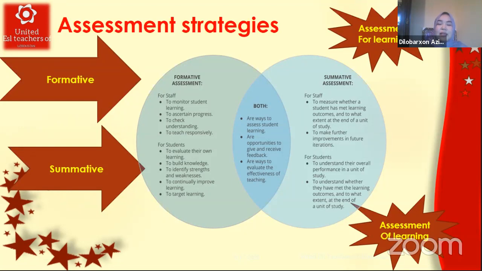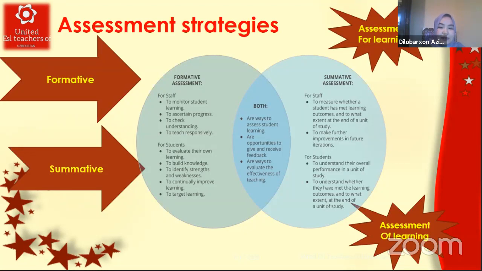While summative assessment helps teachers to measure whether a student has met learning outcomes and to what extent at the end of a unit of study. As Ms. Sadat explained at the beginning of the session, it's very important to set some goals, objectives, outcomes of the lesson. But when we talk about summative assessment, you can see the outcomes which can be achieved at the end of a unit. And it's very helpful for teachers to make further improvements in future iterations. So with the help of test results, you can easily make some modifications in your teaching. And why do we need formative assessment for students here?